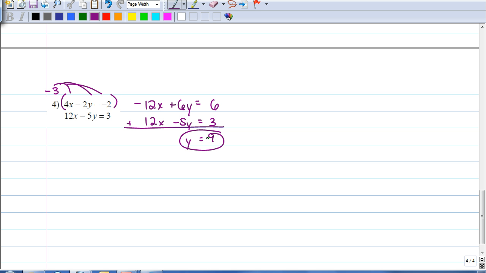So now it doesn't matter which equation I put it in. I'm going to replace y with 9, so I'm going to put it in the second one. 12x minus 5 times 9 equals 3, or 12x minus 45 equals 3. Add 45 to both sides, and I get 12x equals 48. If you divide both sides by 12, you get x equals 4. So that would be your answer for number 4 here.